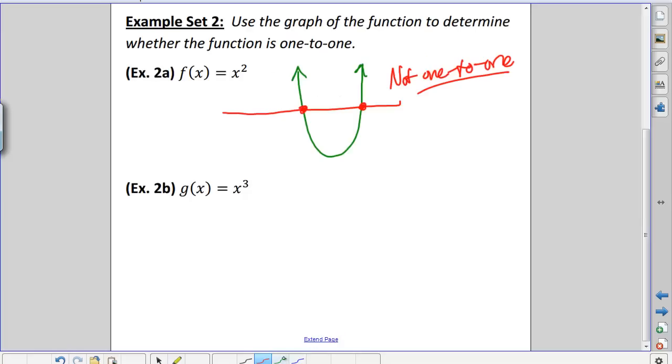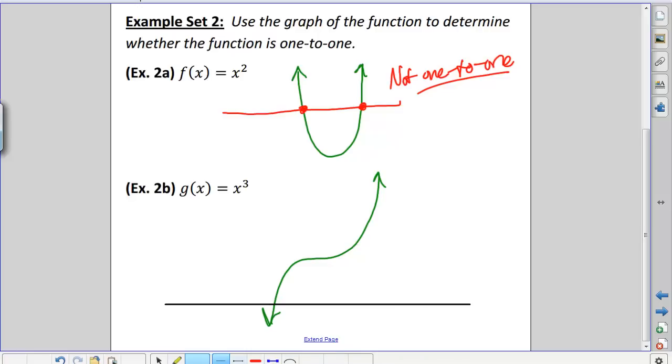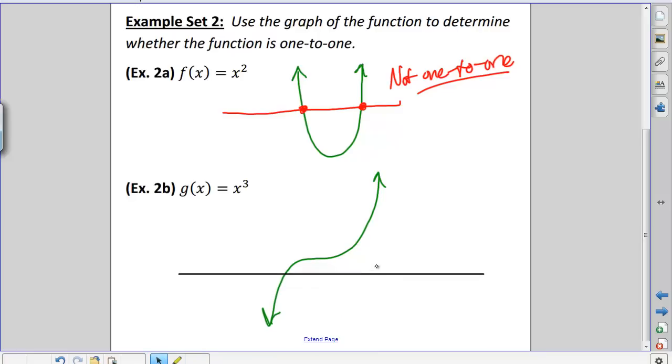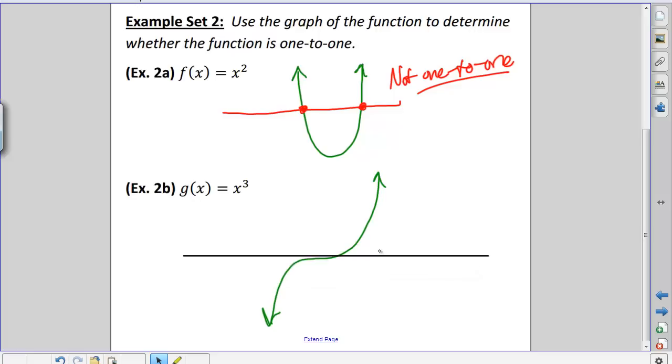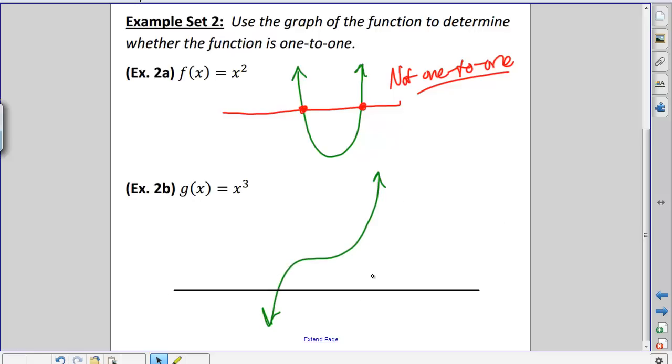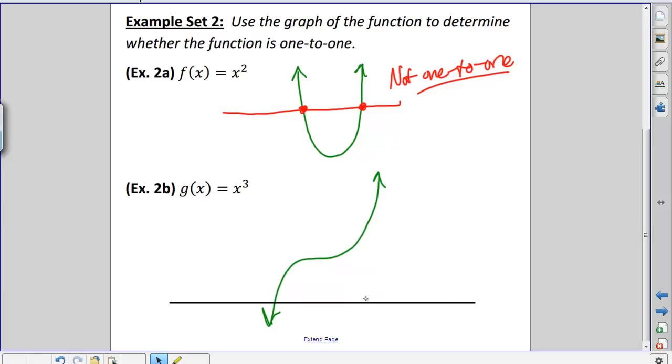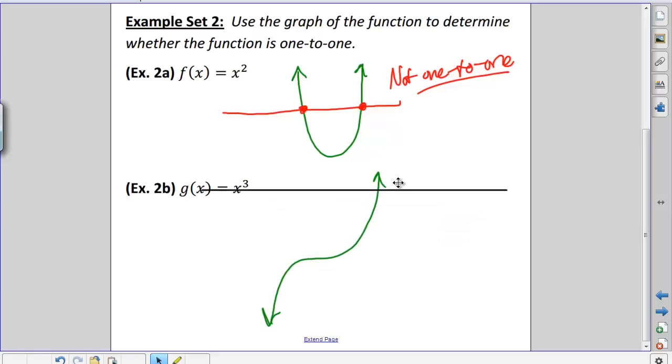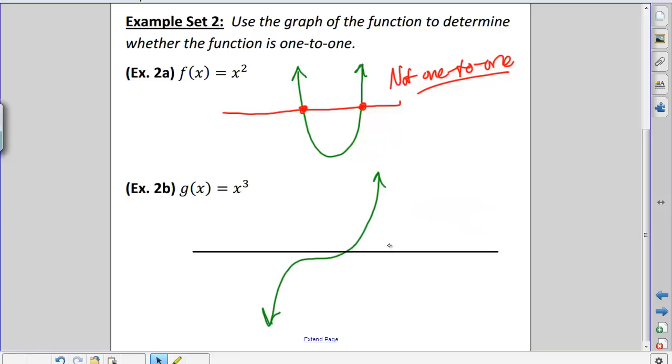For x cubed, if you'll recall the x cubed graph, it looks something like this. In this case, we can draw a horizontal line across this thing, and it will never touch the graph more than once. Well, in my case, it gets a little flat right there, but if I'd drawn that a little bit more accurately, for that x cubed graph, it is one-to-one. That horizontal line is only going to touch once. So yes, that is one-to-one.